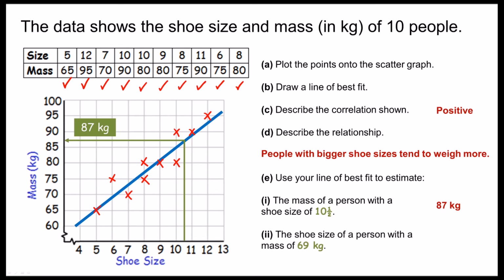Likewise, if we're asked to find the shoe size of a person with mass 69 kilograms, we go to the mass axis to 69 kilograms, draw a line across to the line of best fit and down, and we can see that they would have a shoe size of 6.